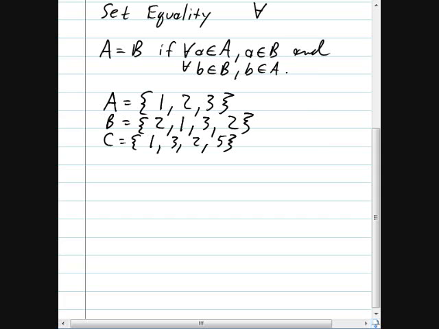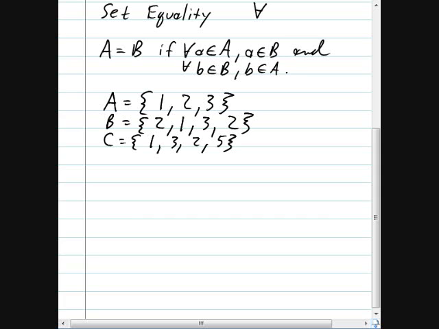So our definition says that these two sets are equal if for all a in A, that a can be found in B. So let's start with all of the elements in A. A contains the element 1. So we look in the set B and we ask ourselves, does it contain the element 1? And the answer is yes, it does.